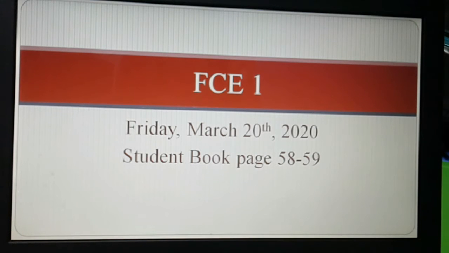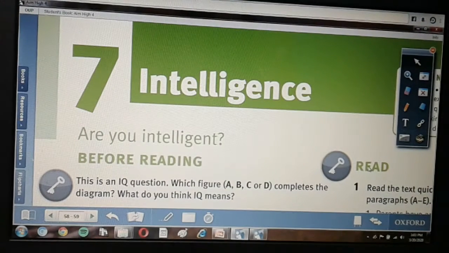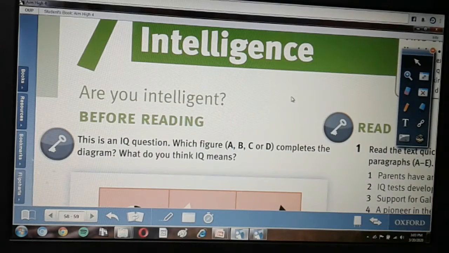This time you're going to study only from your student book. Yay! You just have to open page 58 until 59. Okay? Okay, so guys, have you opened page 58 and 59? This time, your focus of study is reading. That's why you are going to read a text there, and the title is Nature or Nurture.